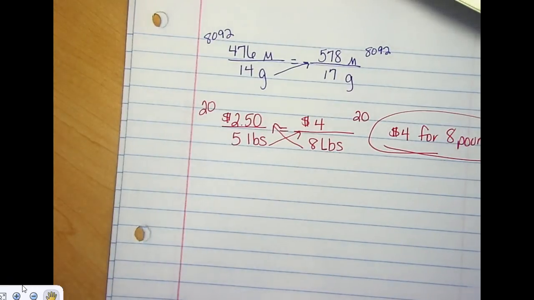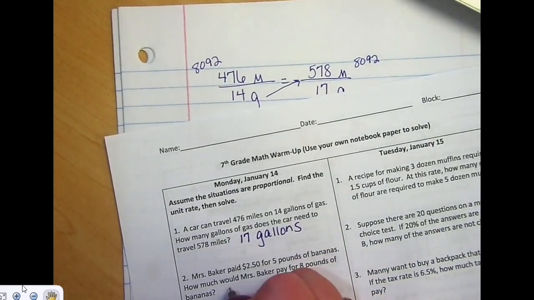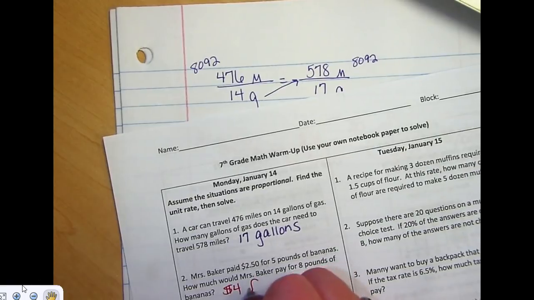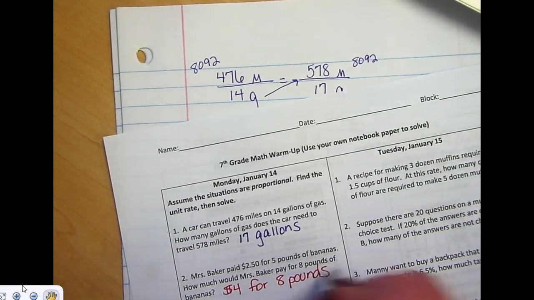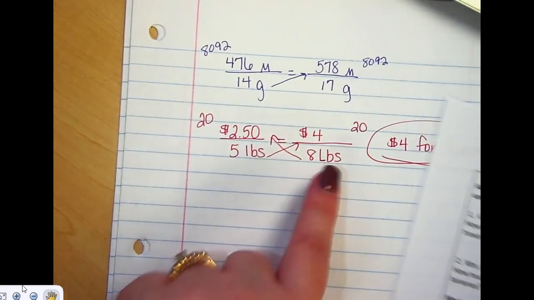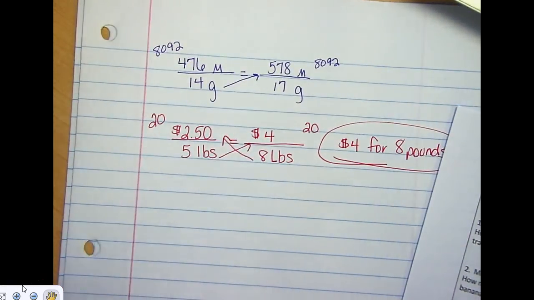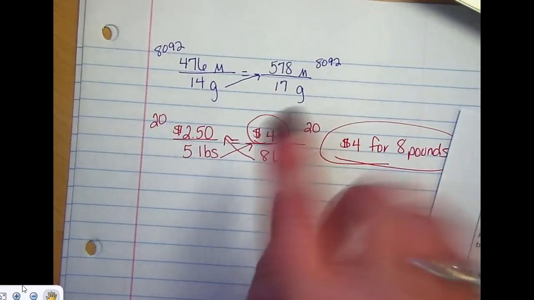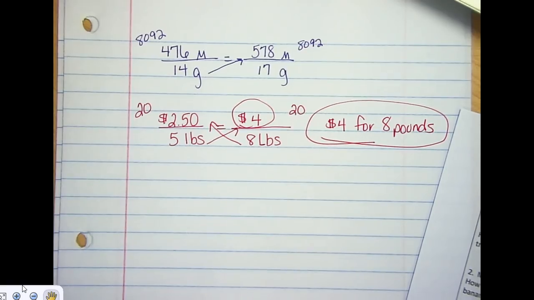So that's another way to do it, right? Okay. Make sure that if you left your answer like this, that you circled it, but that you put a dollar sign with it. Okay? All right.